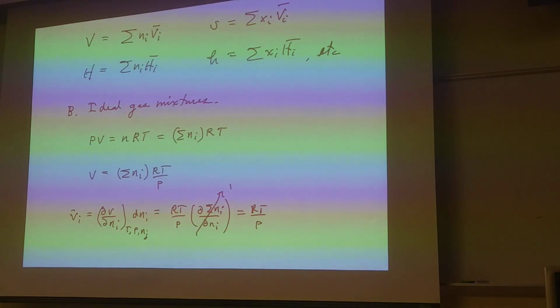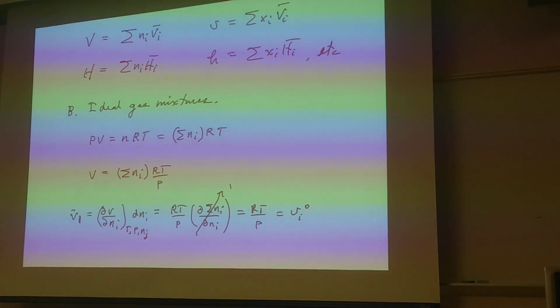And of course, RT over P itself is the same as just V_i^0. It might have been a little less confusing if I made that, let's say, component 1, because I've used i as the index.